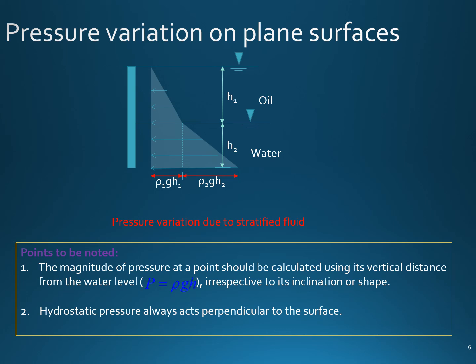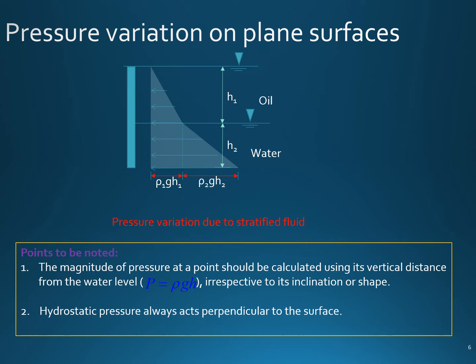Now, let's look at the pressure diagram due to the oil only, and it will be triangular as regular. It starts at 0 at the surface and goes to rho 1 times g times h1. Rho 1 is the density of oil times g times h1, and that is the pressure here. So rho 1 g h1 up to that point.